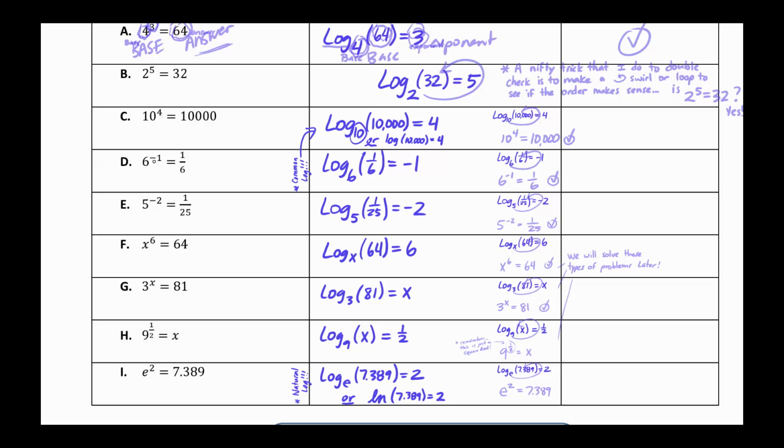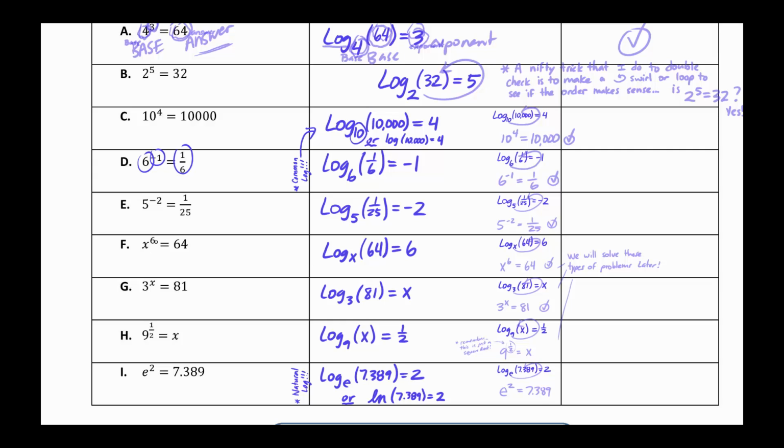D, 6 to the negative 1 equals 1 over 6, 1/6. Well, in terms of a logarithmic form, that's log base 6. That's my base. Of 1/6, that's my answer, equals -1, -1 being my exponent. If I tried to do the loop-de-loop swirl method there, 6 to the negative 1 equals 1/6. That checks out with the original problem. E, you should have log base 5 of 1/25 equals -2. Rewriting that, 5, -2, 1/25, it checks out with the original problem.